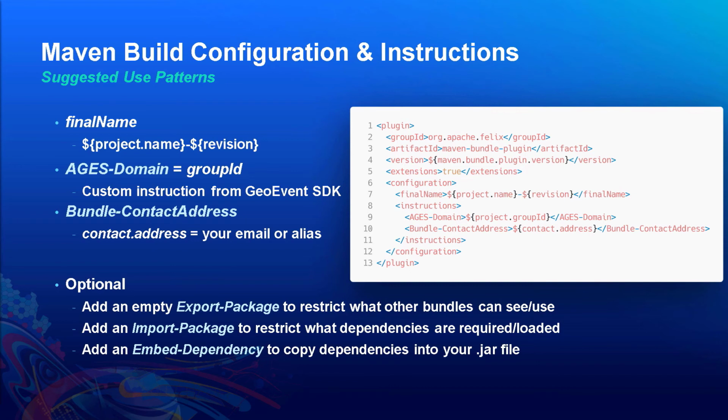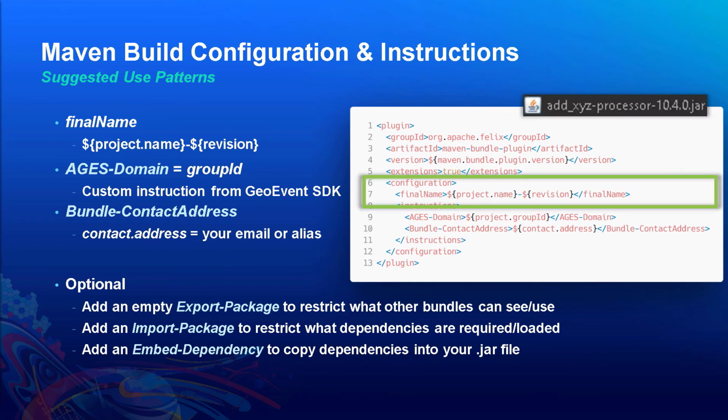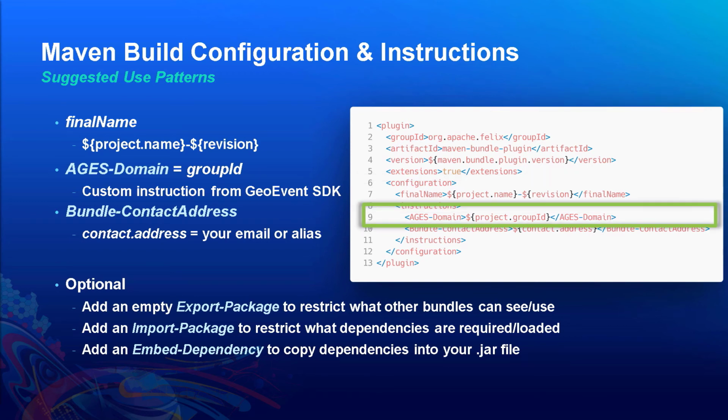So what instructions can we set? The first is the name of the output jar file. We'll set this to include the project's name and the revision number. Next is the ArcGIS domain.